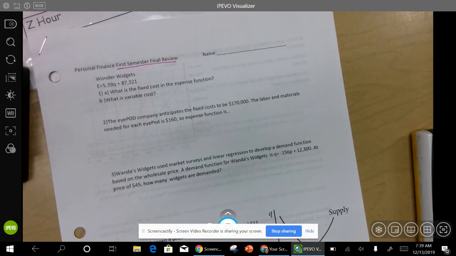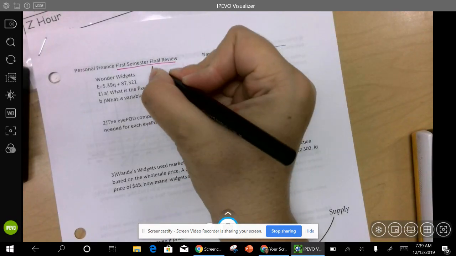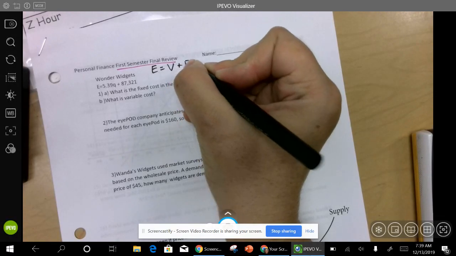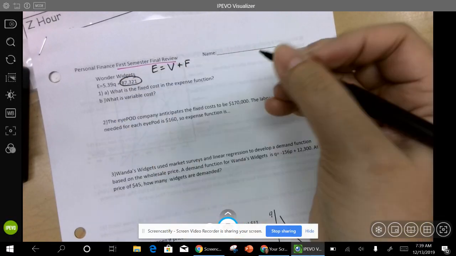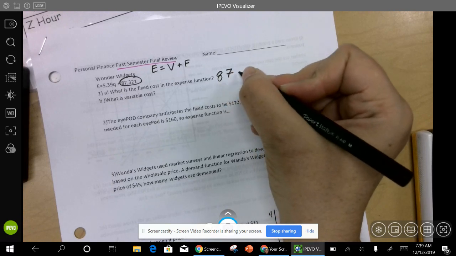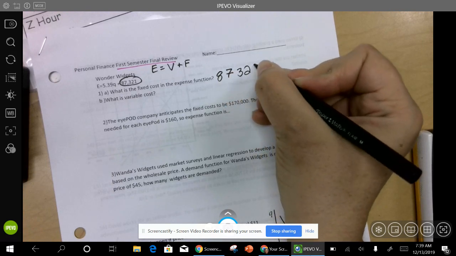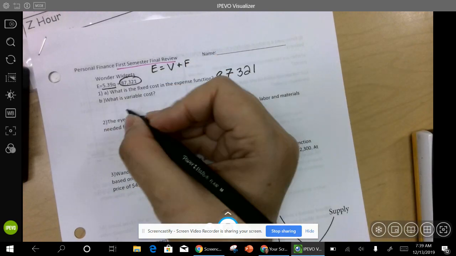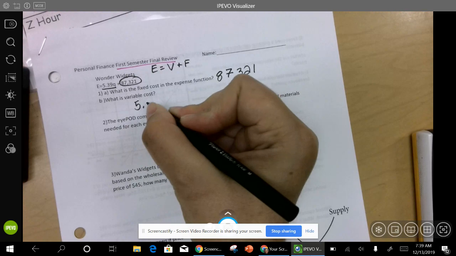So for this one, everybody, E is equal to the variable cost plus the fixed. So the fixed cost is going to be the larger number of $87,321. The variable cost is going to be, and we're just going to use the number, $5.39.